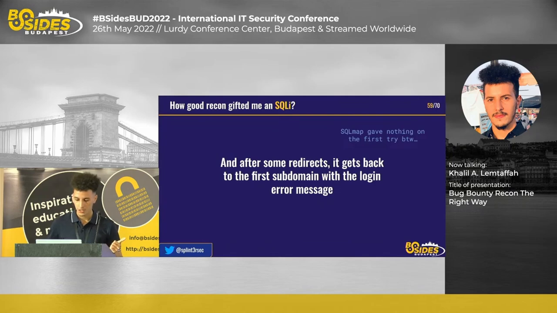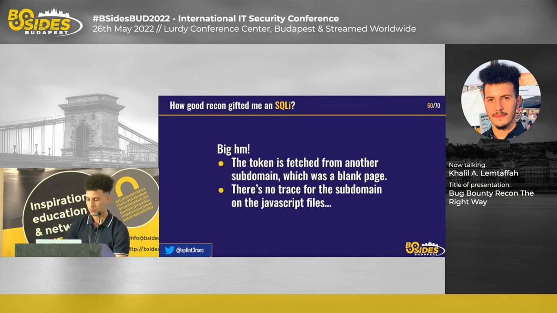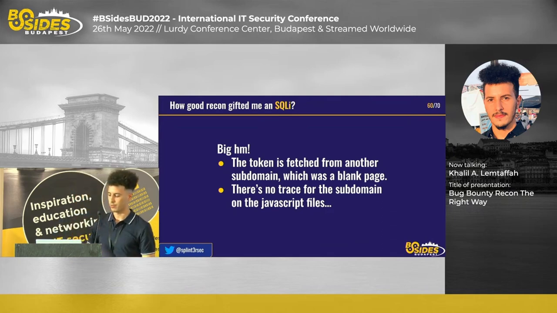And for this subdomain, which was a2ahs.target.com, after some redirects, it gets back to the first subdomain with the login error message that your credentials are not valid. So this is interesting. The token is fetched from another subdomain, which was a blank page. I went to the subdomain and I found nothing there. So most probably it was an unfinished ticket by the developers that they just make that server respond with a blank page, but in the backend there's some token processing. And there's no trace for that subdomain on the JavaScript files of the first subdomain.